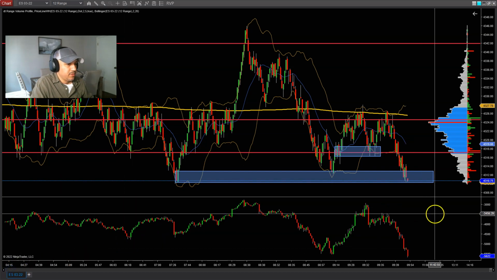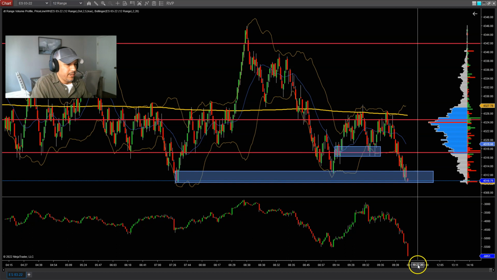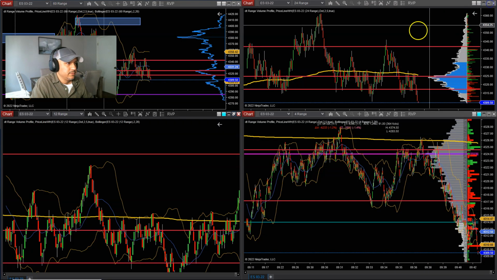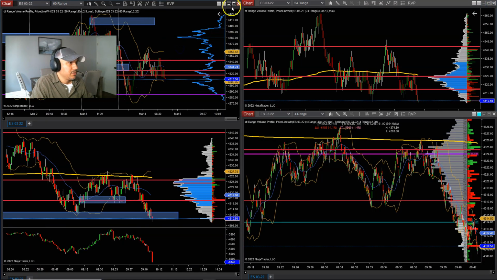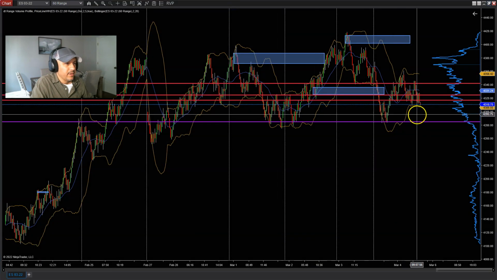Look at it. What's it trying to do? Look at Delta. Bearish. This market's trying to push lower. It is trying to push lower. Let's look at the higher time frame.